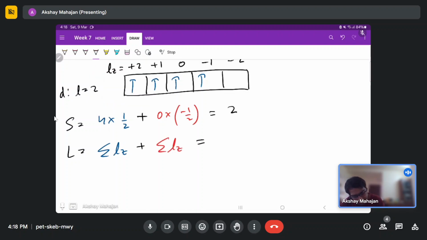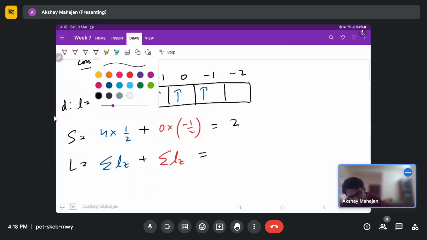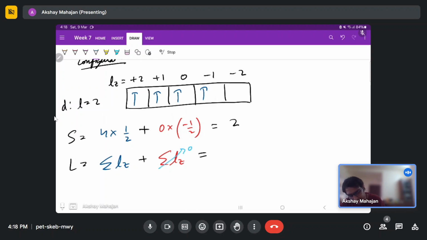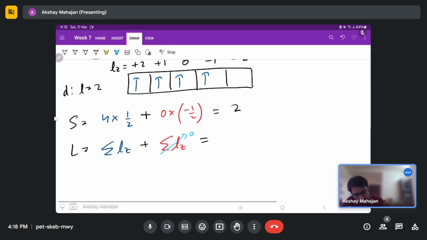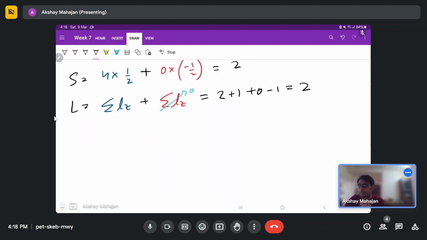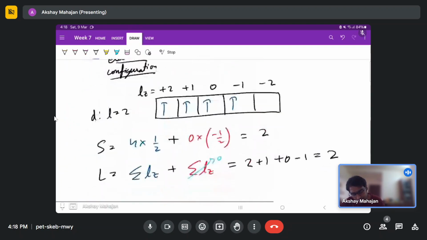So that will be equals to, you can see Lz, so this will be 0 because we don't have any spin down electrons. Alright, and this L will be equals to 3 minus 1, 2 plus 1 minus 1, okay, plus 0 minus 1, that will be equals to 2. L is equals to 2 here. And now we have to find the value of J.